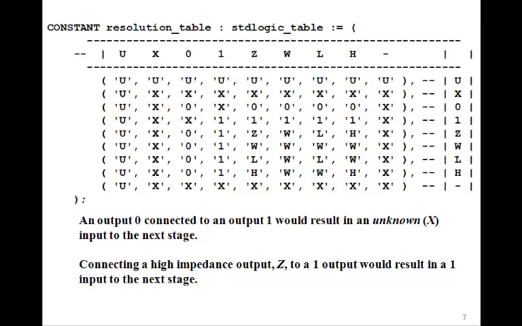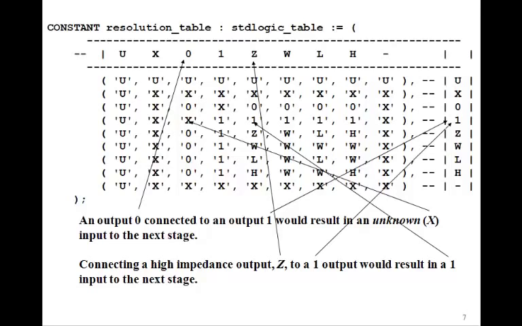So for example, if one output 0 is connected to an output 1, normally this would be a bad situation, but in this case the result is unknown. So if you simulate a circuit where this is the case, the unknown will show up. On the other hand, for example, if you connect a high impedance output to a 1 output, then the resulting output is 1. So these resolution tables are what define what happens for these standard logic types.